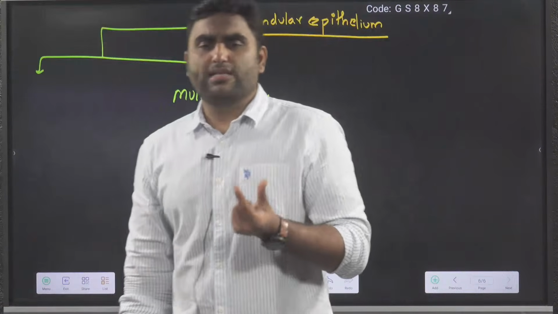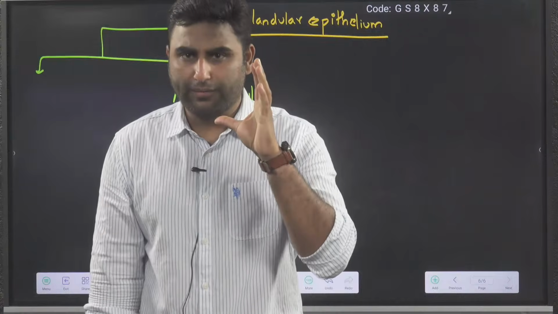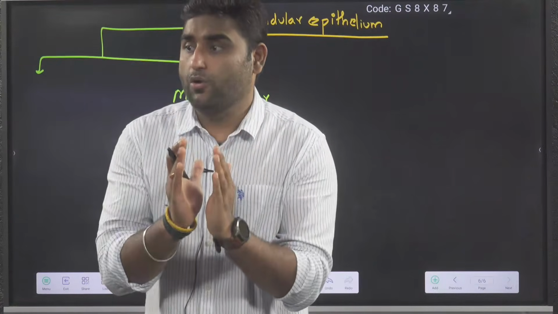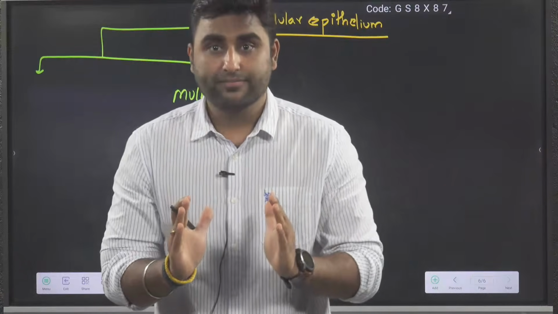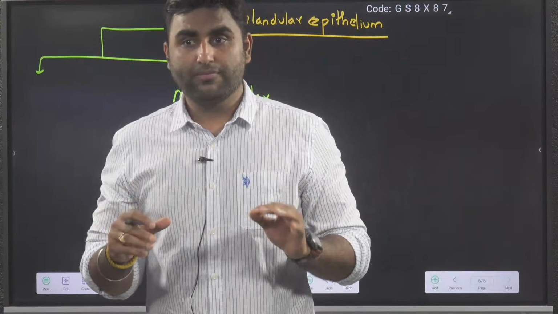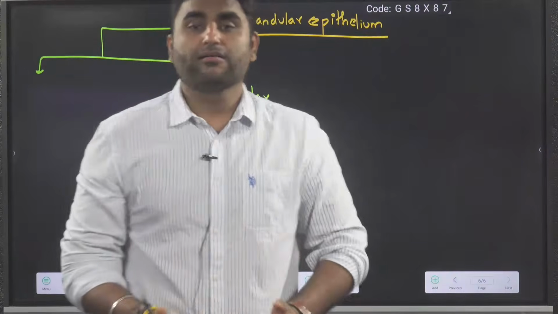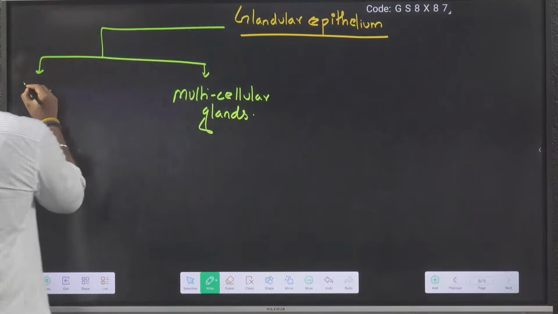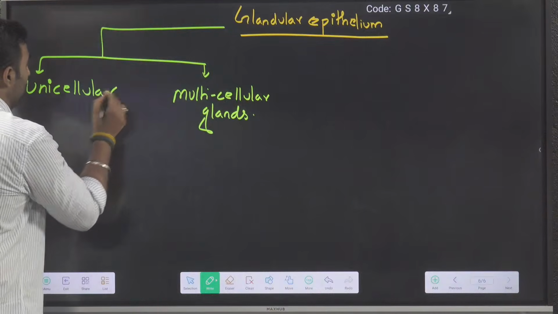An individual cell, a single cell acting as a secretory unit. A single cell alone and isolated, doing some secretion, is called a unicellular gland.